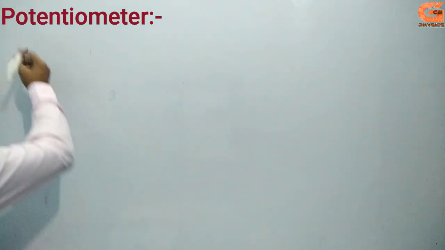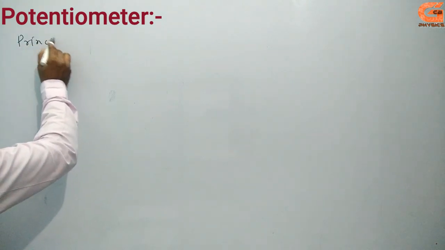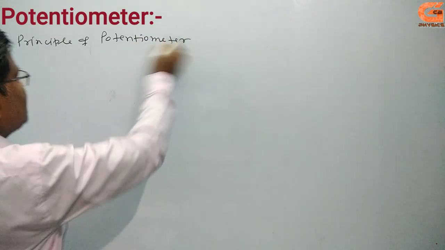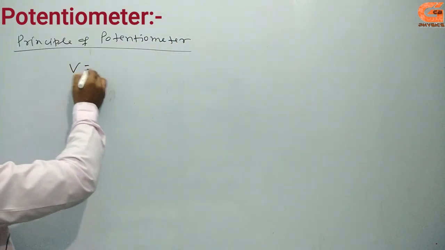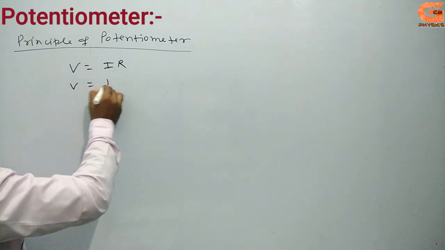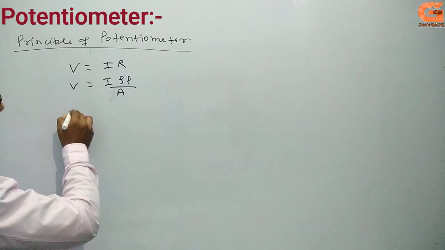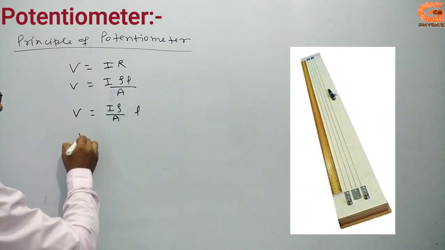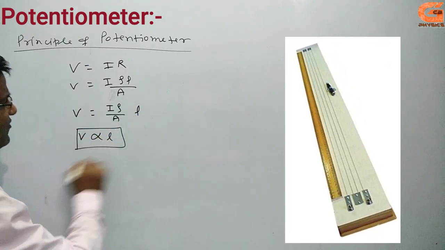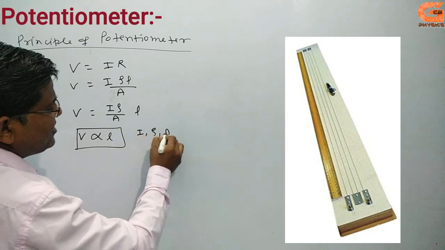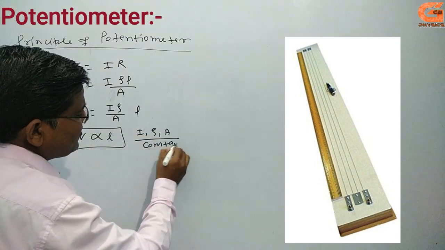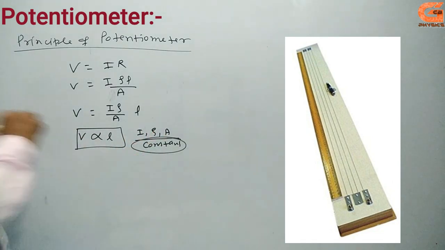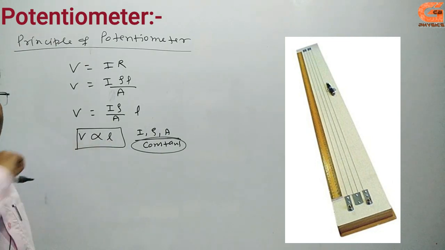Here is the principle of the potentiometer. On which principle does it work? The principle of the potentiometer is also very important. As you know, V equal to IR. Then V equal to I rho L by A. Then V is equal to I rho by A, and this one is L. Then V is directly proportional to L if I, rho and A are constant. If I, rho and A are constant, then the potential drop is directly proportional to length.